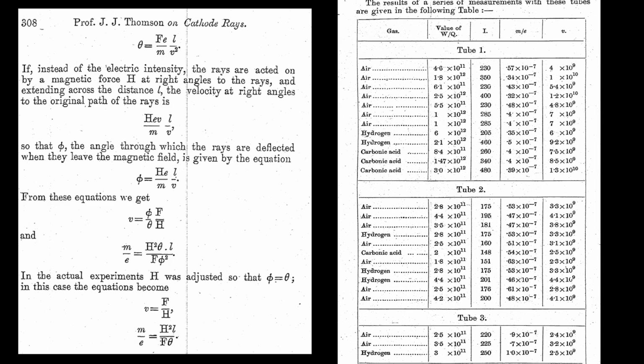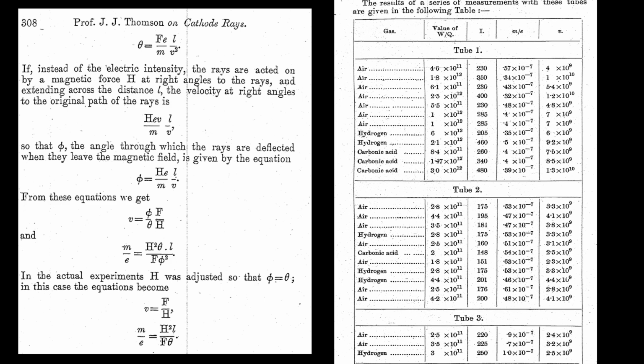Thomson measured those values for different types of gases in the cathode tubes, as shown in the tables, providing a range of results for various gases like air, hydrogen, and carbonic acid. These measurements confirm the consistency of the charge-to-mass ratio across different gases.